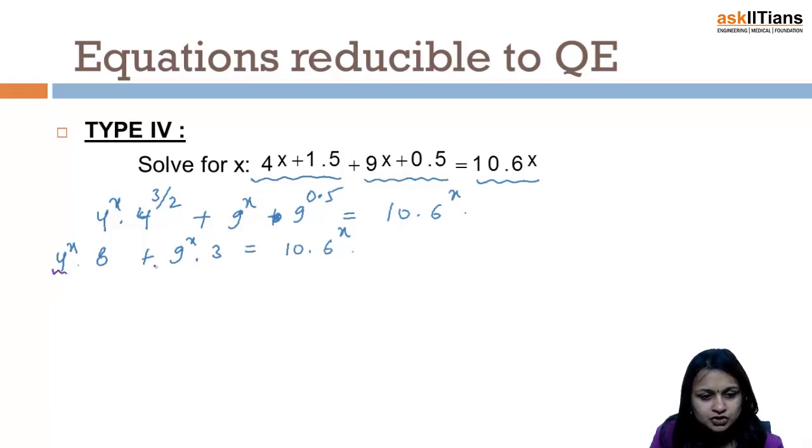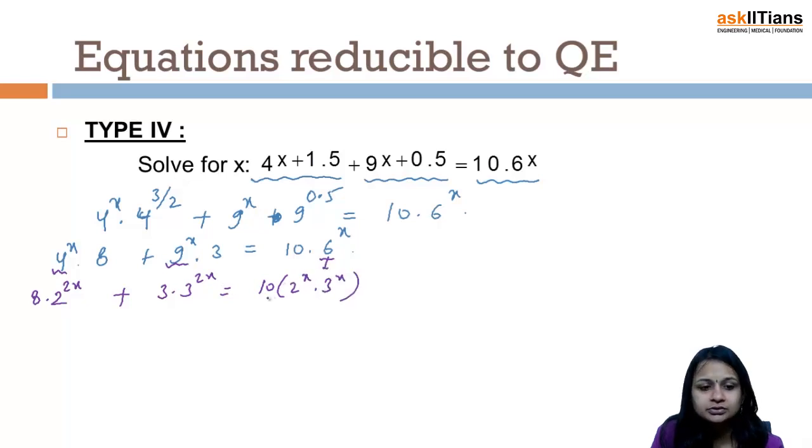4 can be written as 2 raised to the power something. 9 is 3 square and 6 is 2 into 3. That is giving me similar terms. So 2 raised to the power 2x into 8 plus 3 into 3 raised to the power 2x, and here this becomes 2 raised to the power x into 3 raised to the power x, because 6 can be written as 2 into 3. Now you can see easily that if I divide this whole equation by either 3 raised to the power 2x or 2 raised to the power 2x, you will have something similar to a quadratic equation.